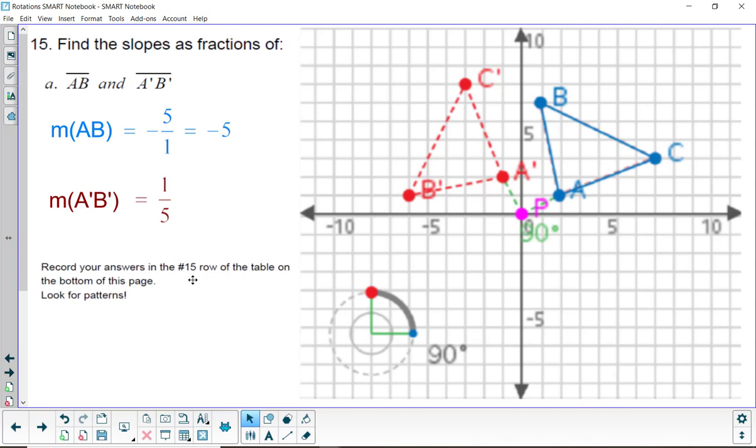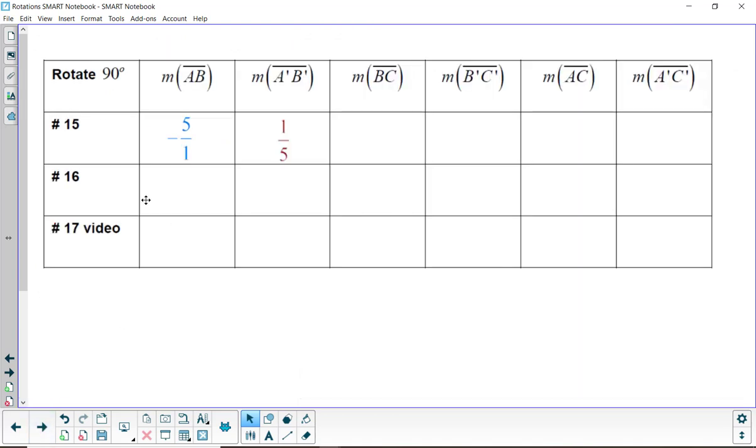And so we're going to record those answers in the number 15 row on the table on the bottom of this page. Please pause this video if I'm going too fast for you.